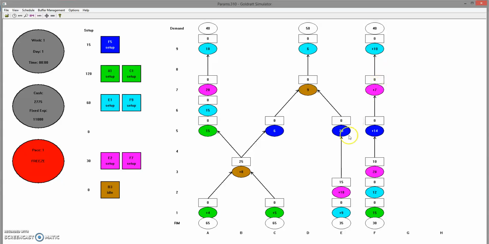proposition. Again, if you take another look, this E line, the blue resource in the E line, is going to take 28 units of time to produce 1 unit of processed work.